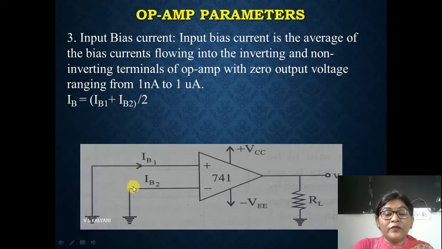Here we apply both the input currents, IB1 and IB2, on both the terminals, the inverting and non-inverting. These are the supply voltages, plus VCC and minus VEE. This is the load resistance, then ground, and this is the output voltage.